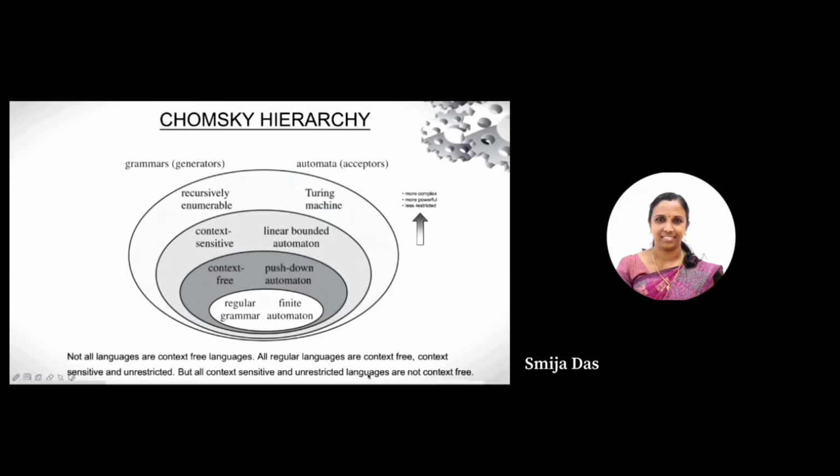every language of type 3 or regular grammar is also of type 2 or context-free languages and type 1 context-sensitive languages and type 0 or recursively enumerable languages. Similarly, every language of type 2 or context-free is also of type 1 and type 0, etc.